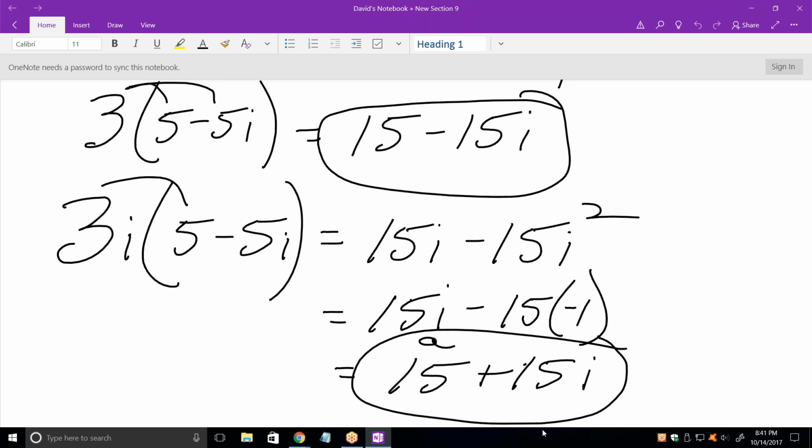The real part always has to be the real number. This is the coefficient of the imaginary number, but it's a real number also. But the final answer in a plus bi format is 15 plus 15i. Notice that this term went to the front, and the 15i, I just moved it to the right side. Okay, yeah, that was right.